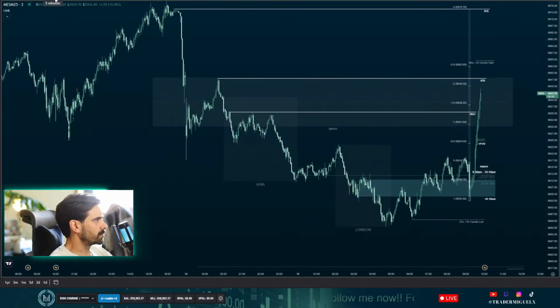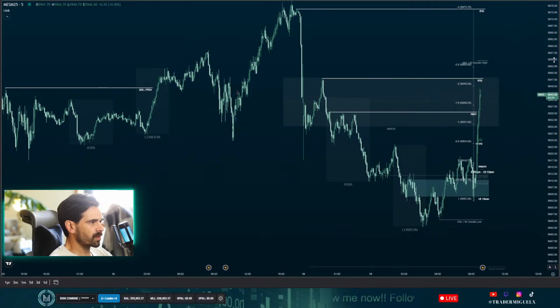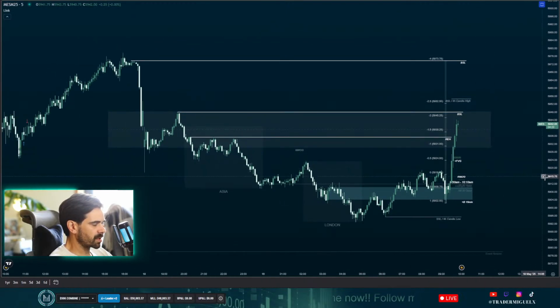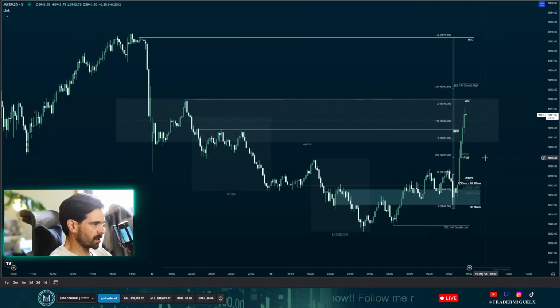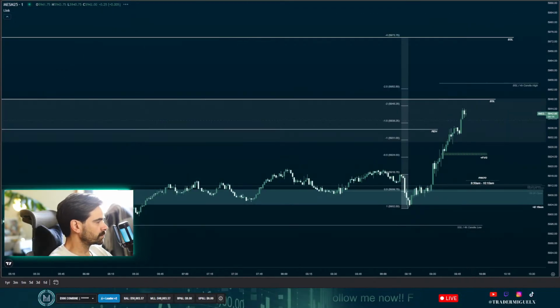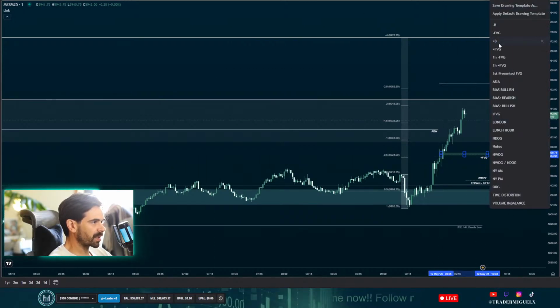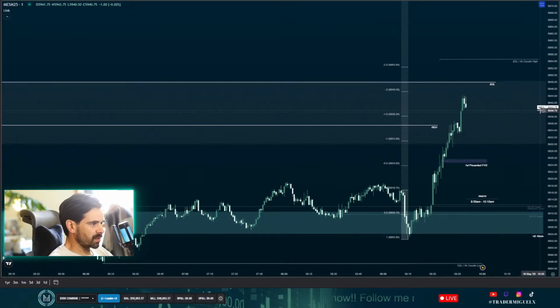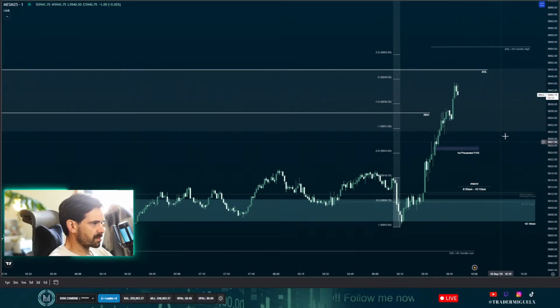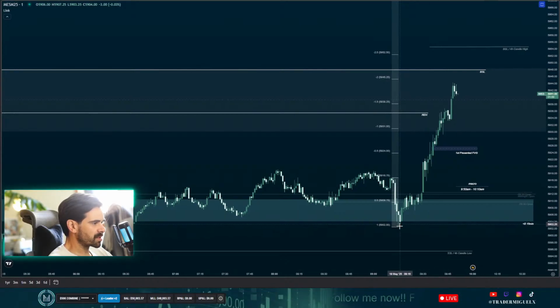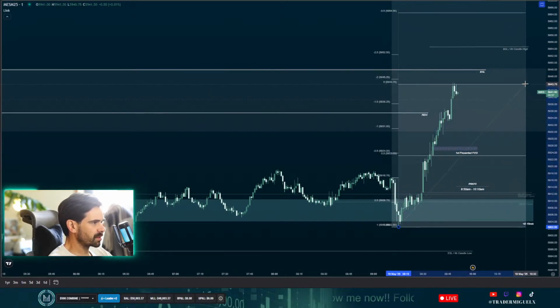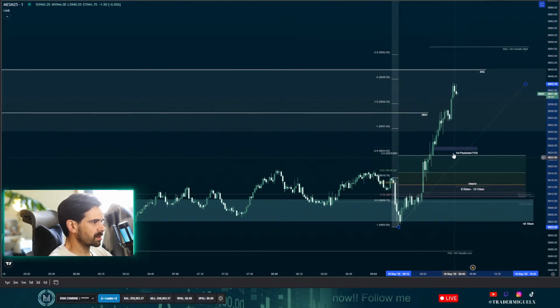I'm just looking for imbalances on slightly higher time frames. So this is the first presented fair value gap. I wouldn't mind if price retraces to this point here, because it has some confluence with 50% of the range as well. So OTE levels, yeah, kind of.